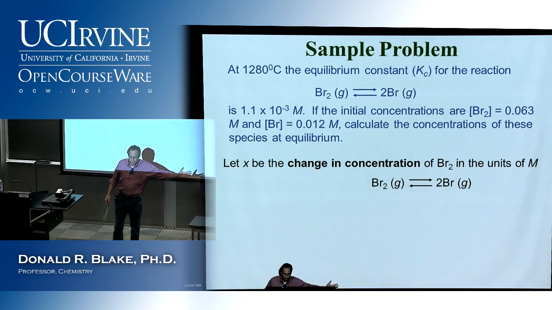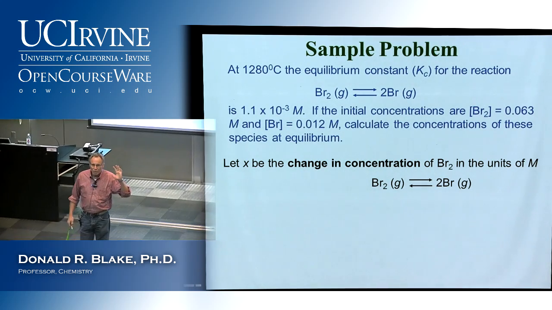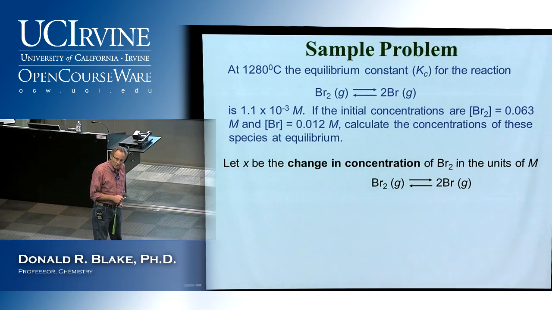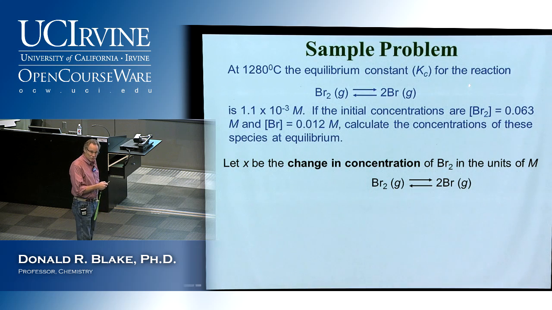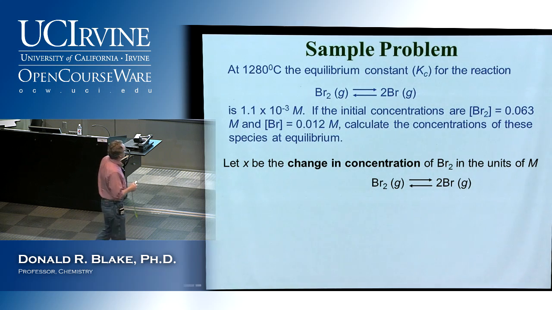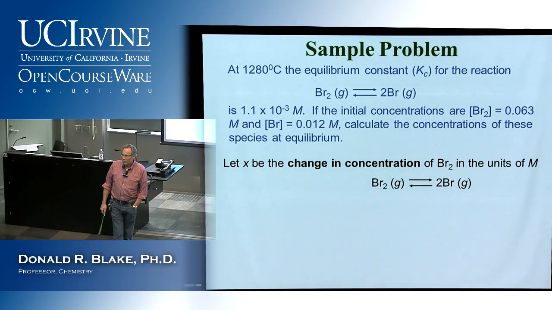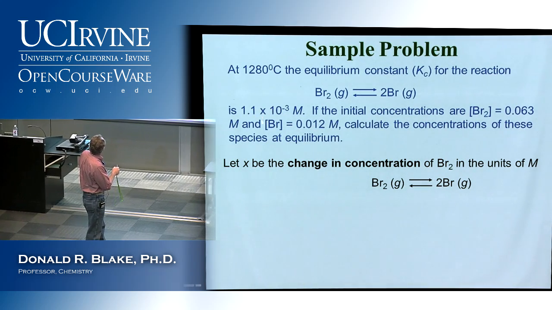What's Q? Anybody do a Q? What did you get? 0.33? Really? Did you make sure you square that side? Sounds kind of wrong. What'd you get? 0.002? So 0.002 is smaller than K.